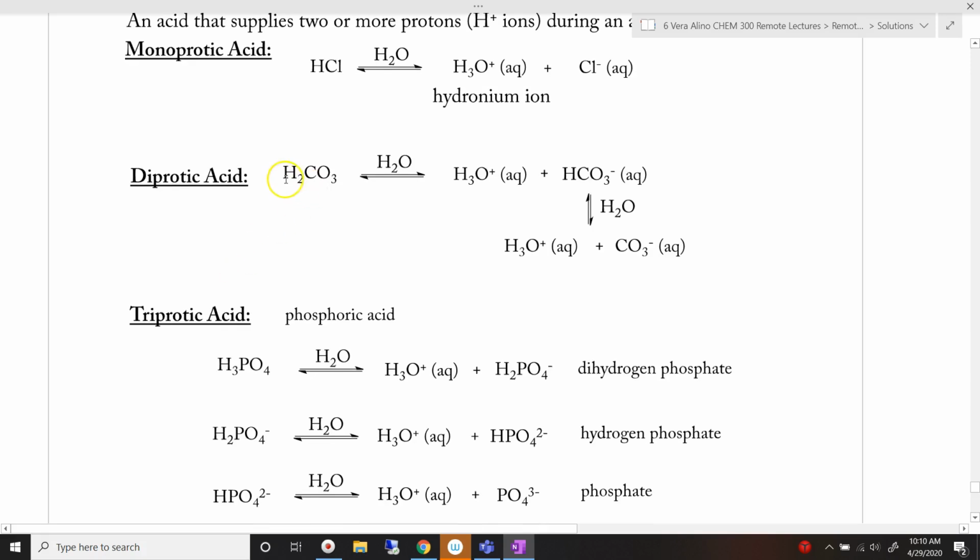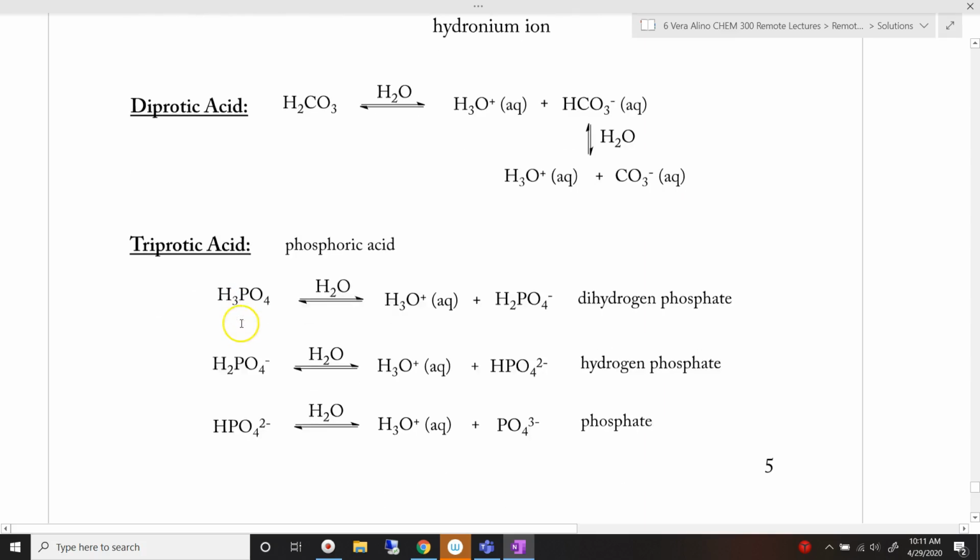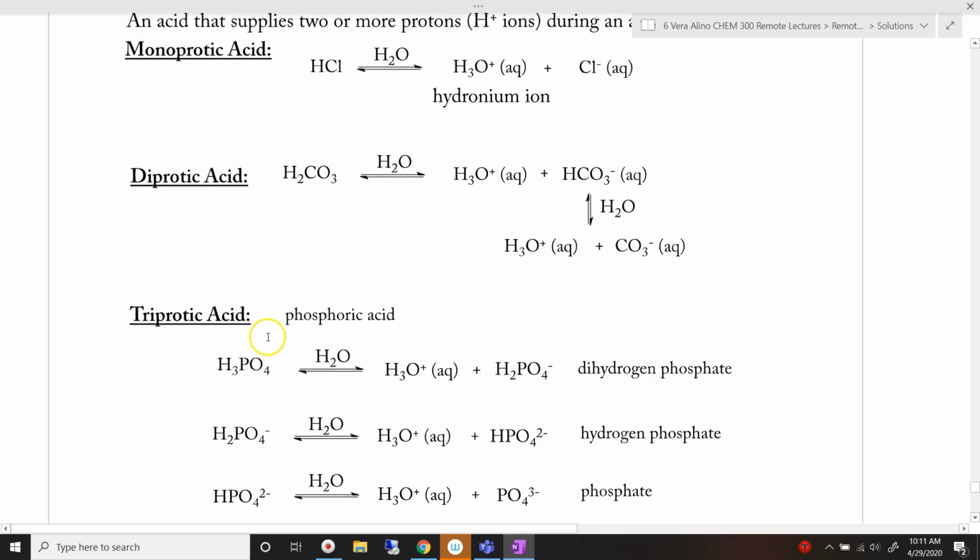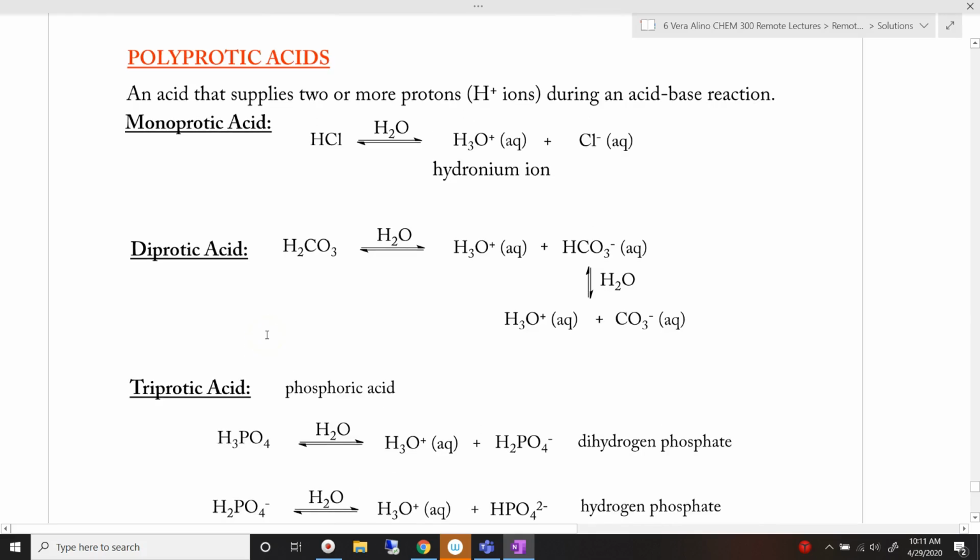So here are some examples. You have your carbonic acid. It can supply two hydrogen ions, and your phosphoric acid, which can supply three hydrogen ions into the solution. Now, this is not new to you guys. We have talked about how to name or write the formula of carbonic acid. So we said that there's two hydrogen ions in order to counter a single carbonate ion which has a charge of 2 minus, right?